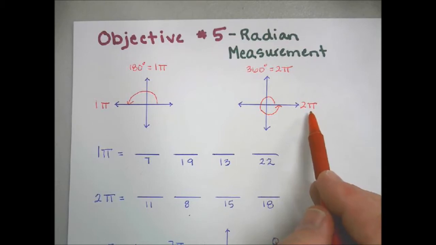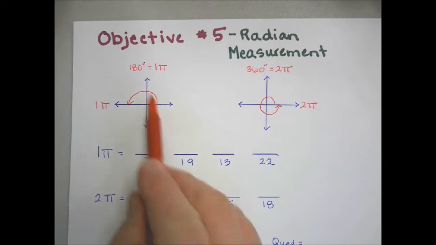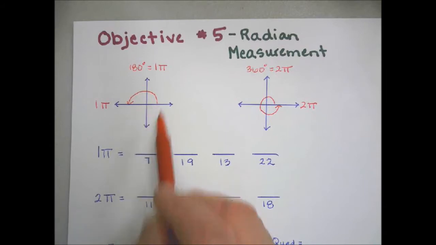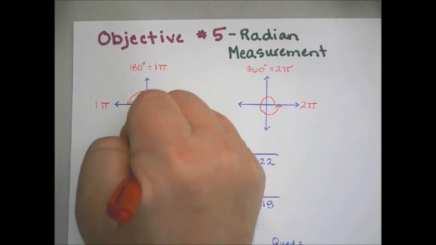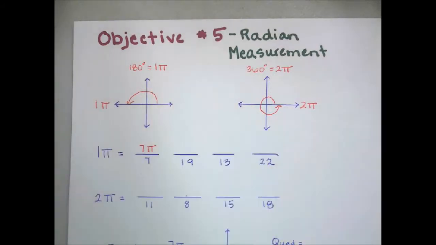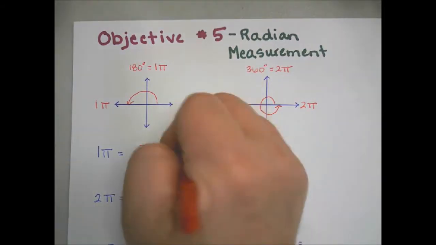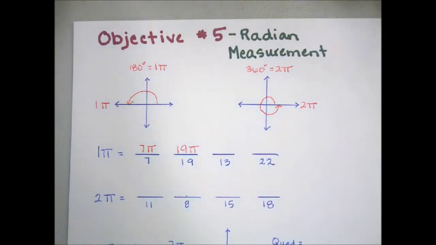So we just have to review a few fractions. What would be the equivalent of 1 pi radian if it was divided into sevenths? Well, don't make the problem any harder than it really is. It would be 7 pi over 7. What if it was divided up into 19ths? Then it would be 19 pi over 19. You get the idea.